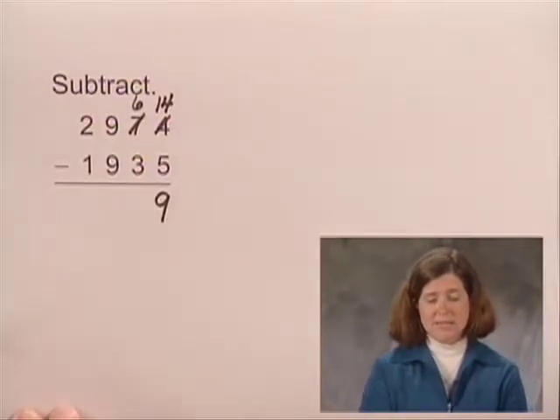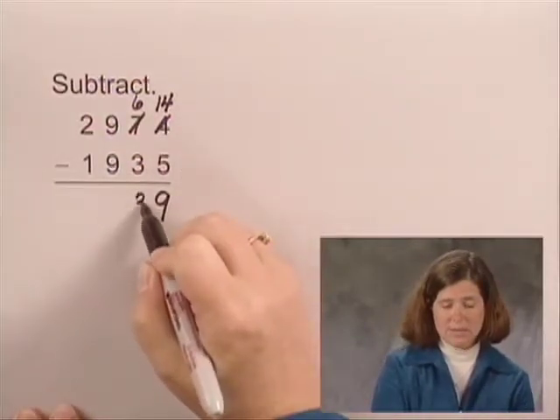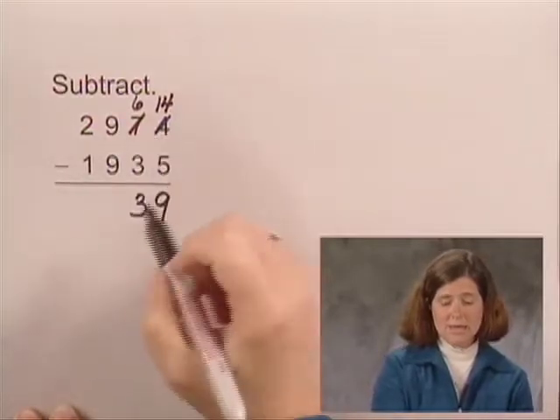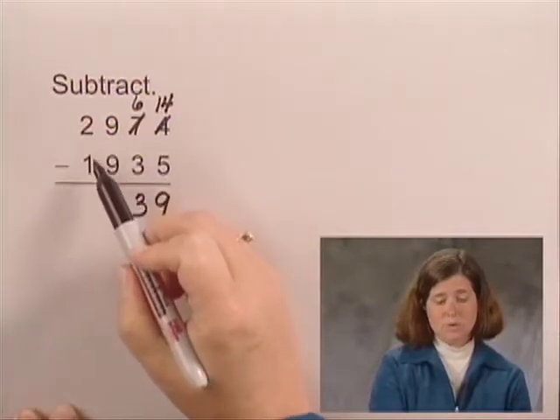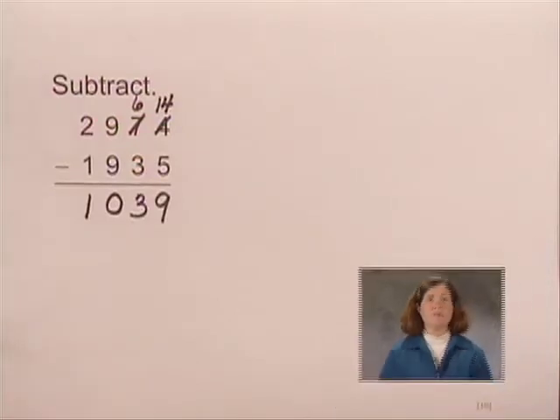Now we move to the tens. 6 minus 3 is 3. In the hundreds column, 9 minus 9 is 0. And in the thousands column, 2 minus 1 is 1. So the difference is 1,039.